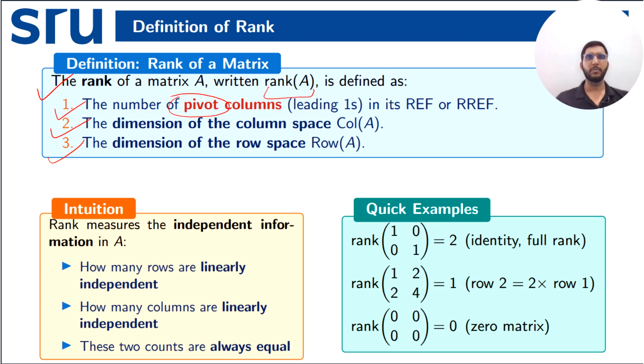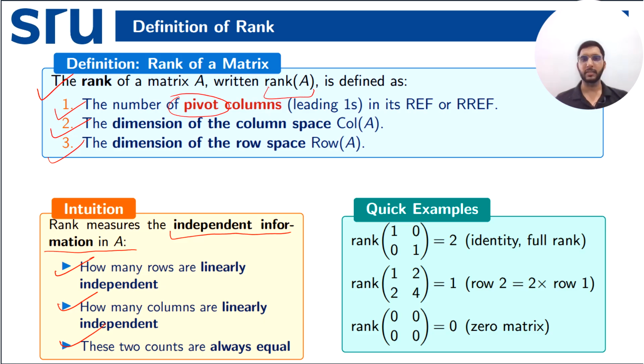Then there is an intuitive meaning of rank, according to which we can think of rank as measuring the amount of independent information in the matrix A. If some rows are multiples of others, then those rows do not add new information, and therefore they do not increase the rank. So basically, we count the number of independent rows, and that gives the rank. To understand it, let us see some quick examples.